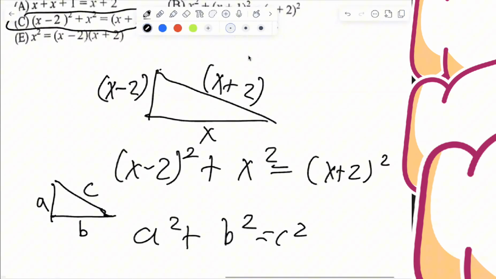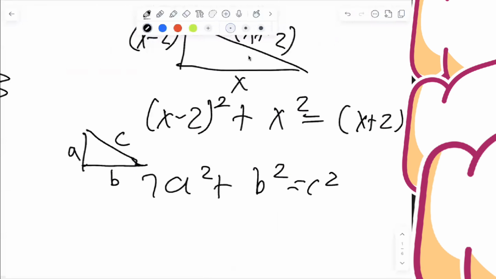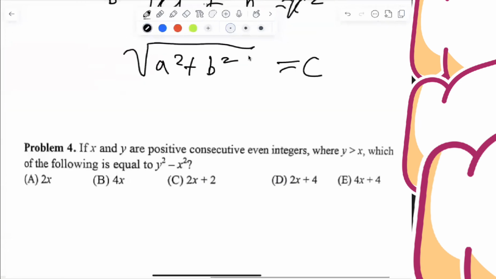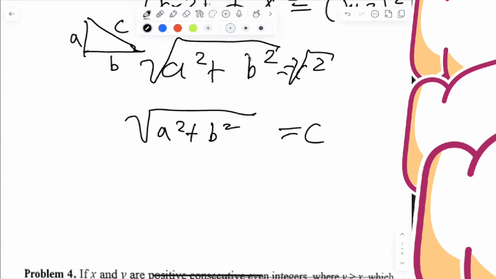No, because if we were to take the square root of the entire thing, this gives you c equals the square root of a squared plus b squared. Notice that this is not a perfect square. How we would make a perfect square is, hold on, let me move this. A perfect square is in the form of k squared for some integer k. So if you want to make a perfect square out of a and b, it's going to be a squared plus 2ab plus b squared, which is equal to a plus b squared.